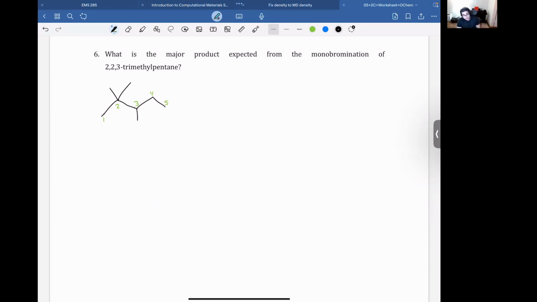So for monobromination of 2,2,3-trimethylpentane, which carbon does it pick? You don't have to know this. I don't think this is covered in your lectures, but monobromination is typically done as a radical reaction. You don't have to know the mechanisms of these reactions. However, knowing a little background may help.